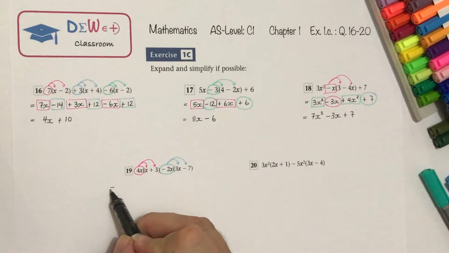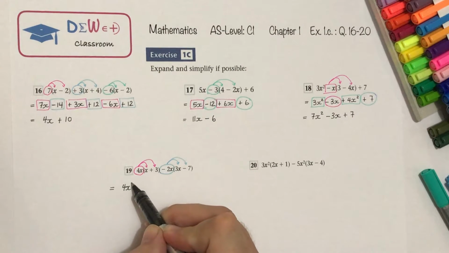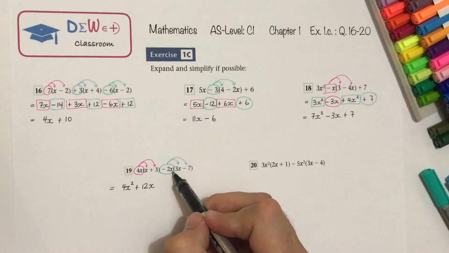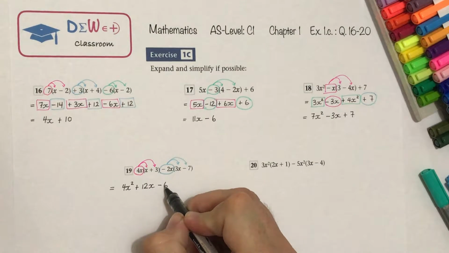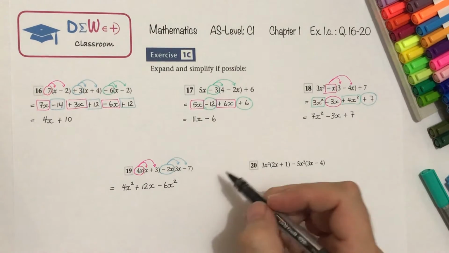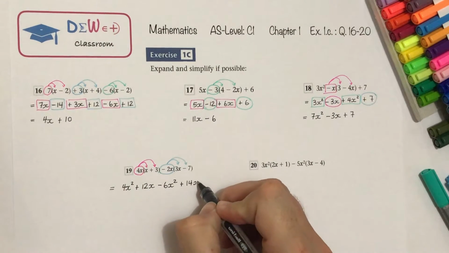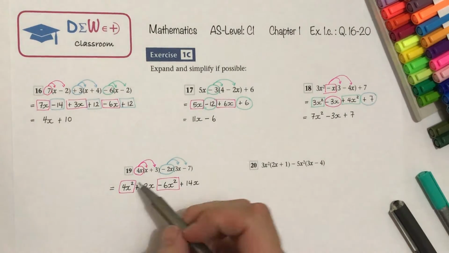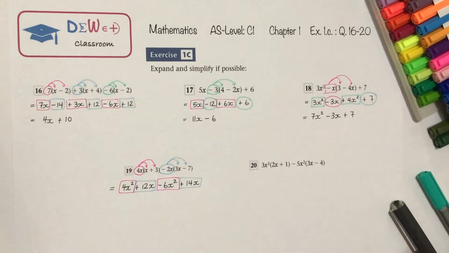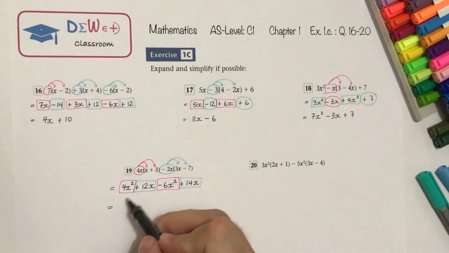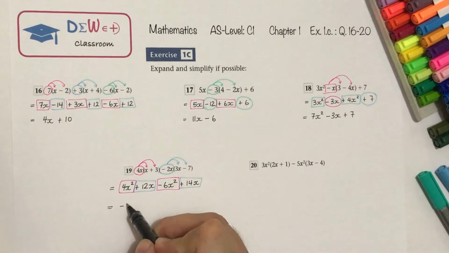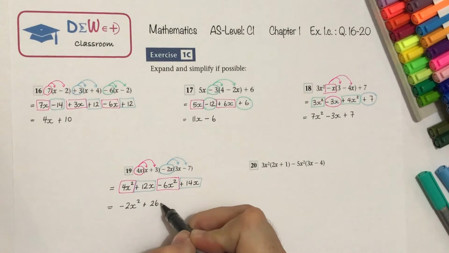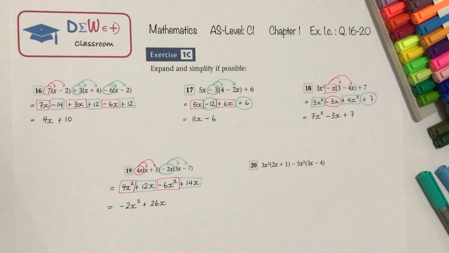We rewrite our expression. It becomes 4x times x is 4x squared. 4x times positive 3 is positive 12x. Minus 2x times 3x gives us minus 6x squared, and minus 2x times minus 7 gives us plus 14x. We identify our like terms, the 4x squared and the minus 6x squared, the plus 12x and the plus 14x. We now simplify. It is 4x squared minus 6x squared gives us minus 2x squared, plus 12x plus 14x gives us plus 26x. And that is your final answer for question number 19.